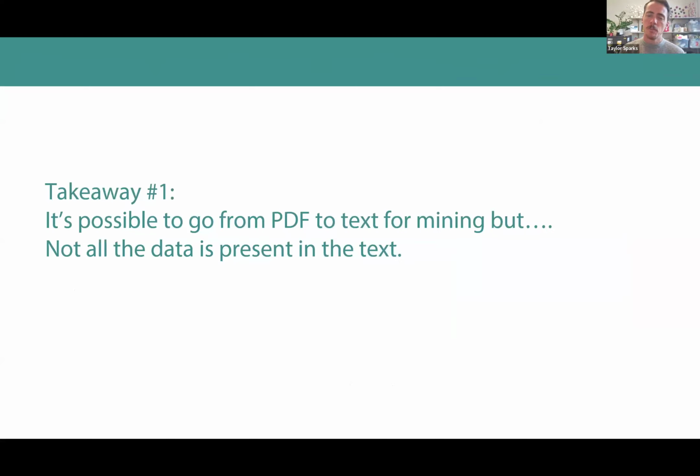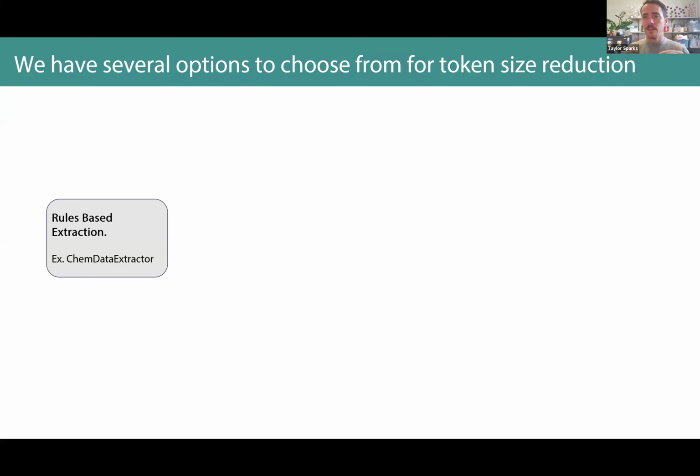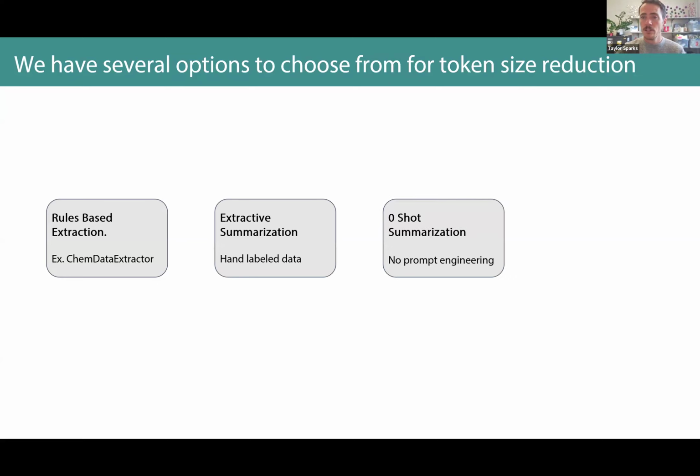Okay, so now you say, what about the token size reduction? So you could do rules-based. You could take the entire PDF that you've turned into text, look for anywhere there's a number, and keep it plus the words within some window of that. That would be one way to do it. Now that's not great, because you're going to lose a lot of context, and maybe they were saying it's not like that and you just got the number, right? So that wouldn't be ideal. There are better ways, like extractive summarization using hand labeled data, or zero-shot summarization with no prompt engineering, or one-shot summarization where you provide a prompt. I'll show you some examples of these.